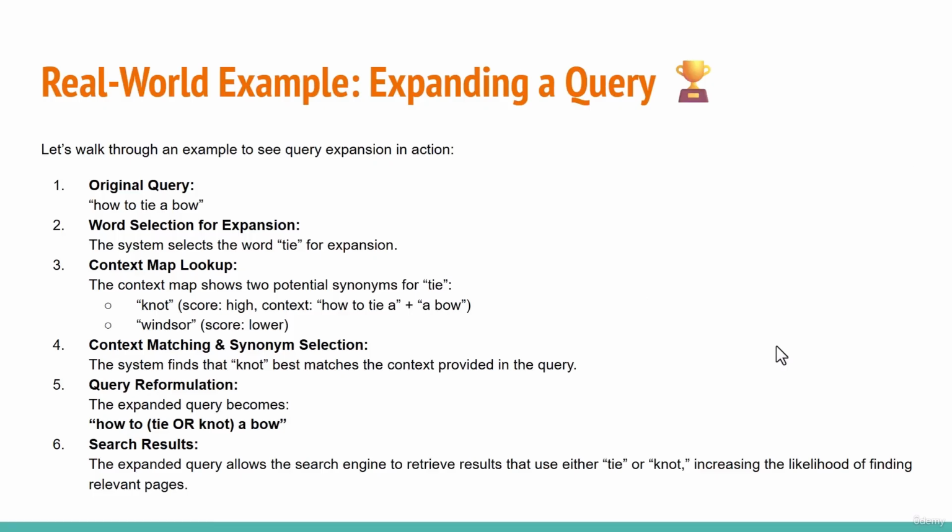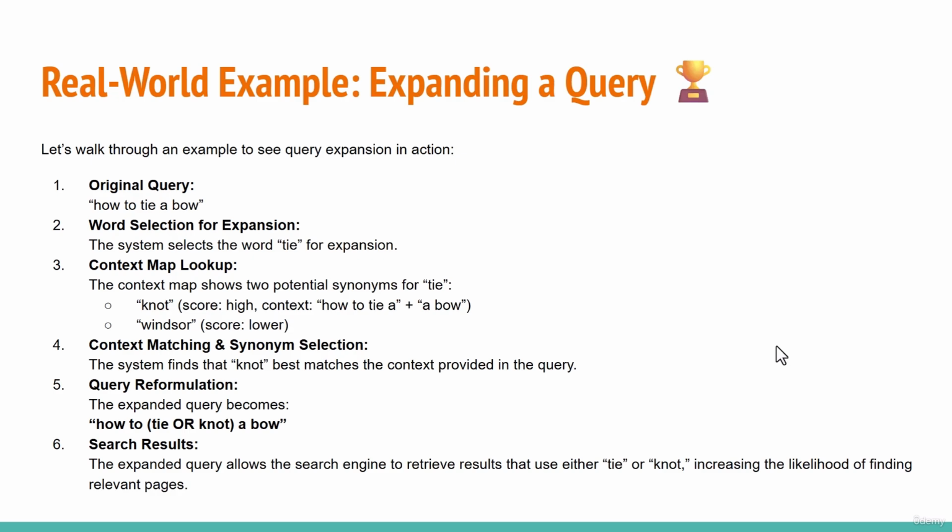A real-world example, let's say the query is how to tie a bow. The word selection for expansion system selects the word tie for expansion. The context map shows two potential synonyms for tie, knot and Winston. In the next step, context matching and synonym selection occur. The system selects knot as the best synonym.